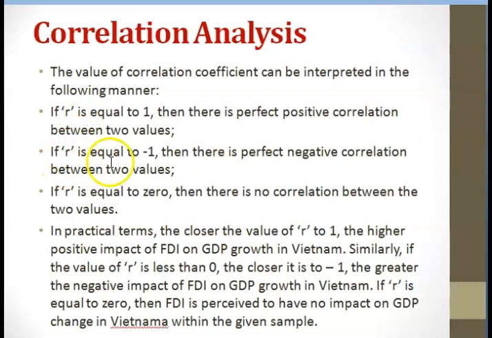And if R is equal to minus 1, then it is a perfect negative correlation between the two variables. And if R is equal to 0, then there is no correlation between x and y, that is the two variables. So in the practical terms of the example we chose, the closer the value of R to 1, the higher the positive impact of FDI on GDP growth in Vietnam.